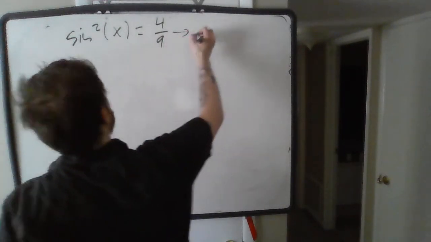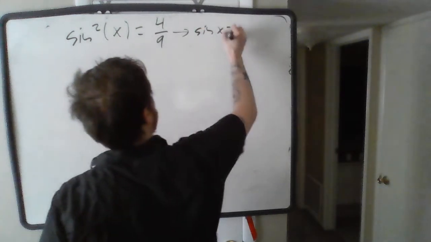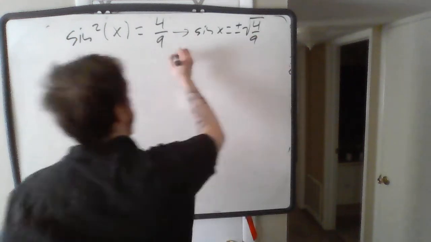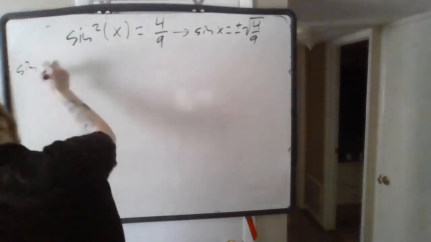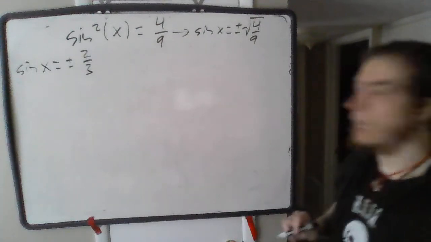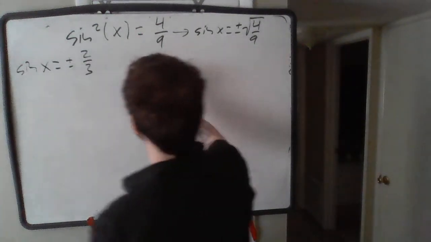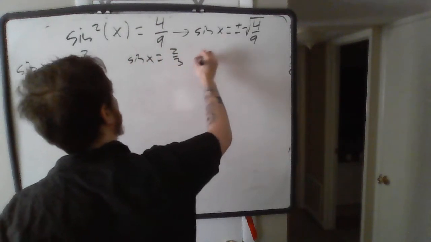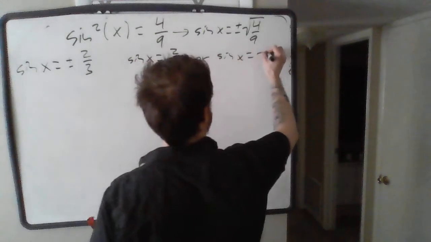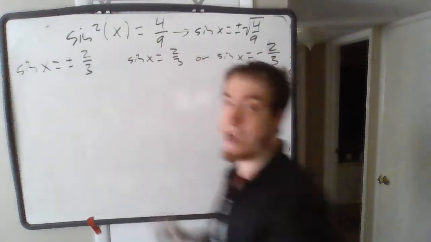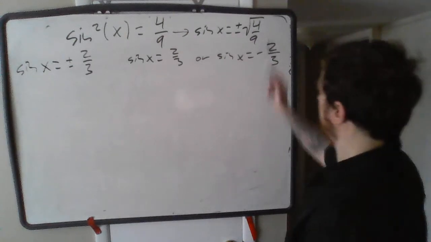So this is going to turn into sine of x is equal to plus or minus the square root of 4 over 9, and that becomes sine of x is equal to plus or minus 2/3. So I can really think of this as two possibilities. Either sine of x equals positive 2/3 or sine of x equals negative 2/3.